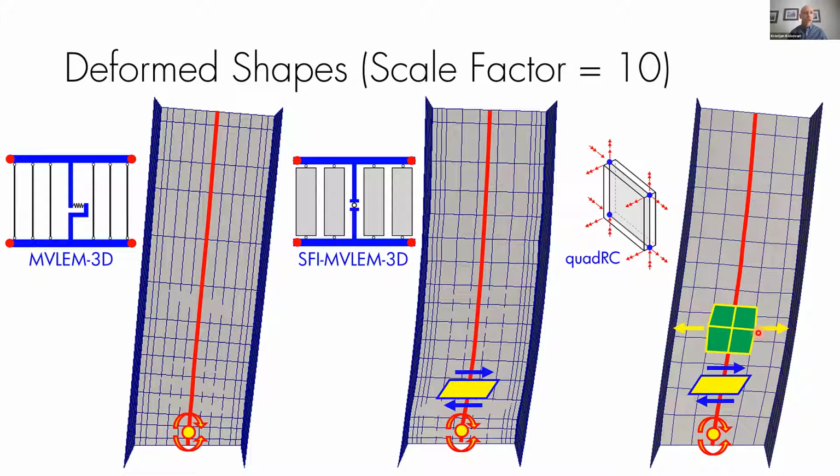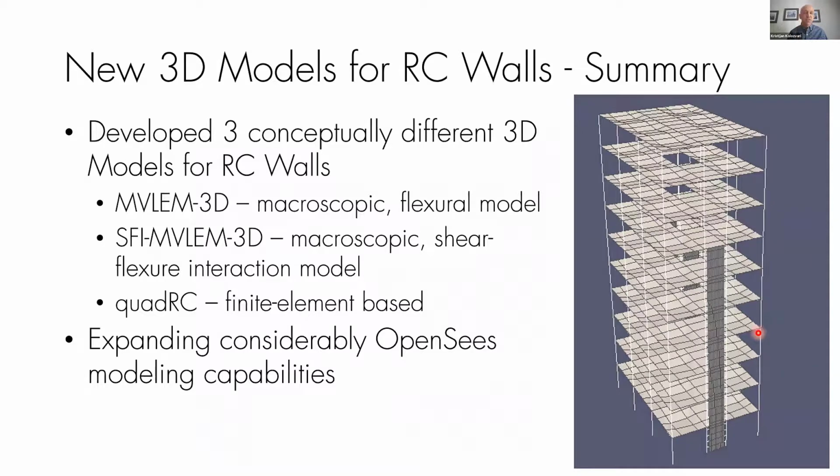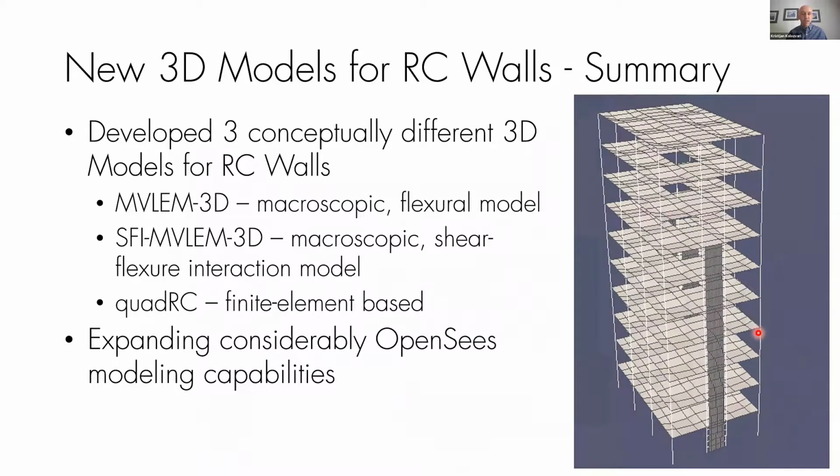So when you are analyzing your walls or buildings, we should be aware of these things, and I would say pick the right weapon when you're trying to solve your problem. Okay. In summary, here we have 3 conceptually different 3D models that are implemented in OpenSees and will be public sometime this year.